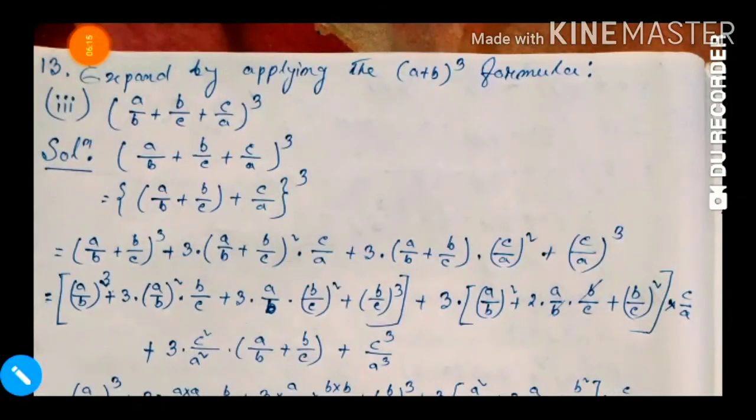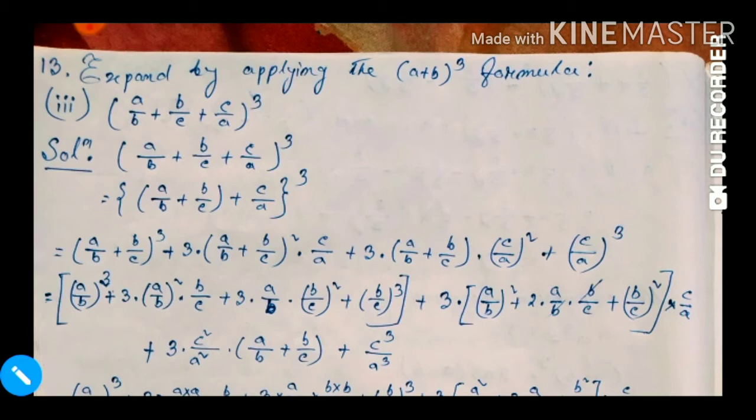Now question number 13. Expand by applying the a plus b whole cube formula. So it is given number 3. Number 1 and number 2 you are able to do, so you will do those. Now I will do number 3. Number 3 is given as (a by b plus b by c plus c by a) whole cube. Directly this formula we know, a plus b plus c whole cube formula we know. But in the question it is mentioned we need to apply the a plus b whole cube formula.